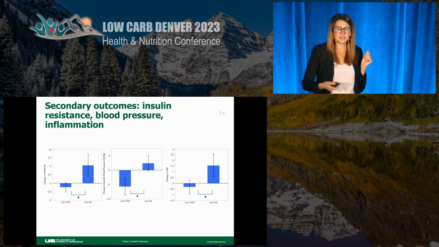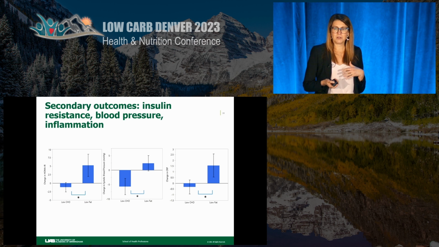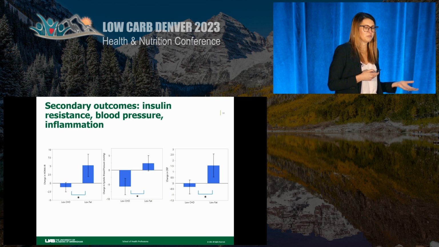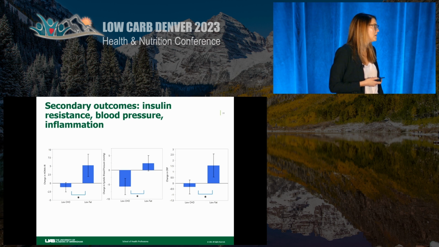Okay, and here are some of the secondary outcomes. We have insulin resistance, significantly better with the carbohydrate restricted diet group. It even got worse in the low fat group. Blood pressure improved, and also their CRP, reflecting some markers of inflammation.